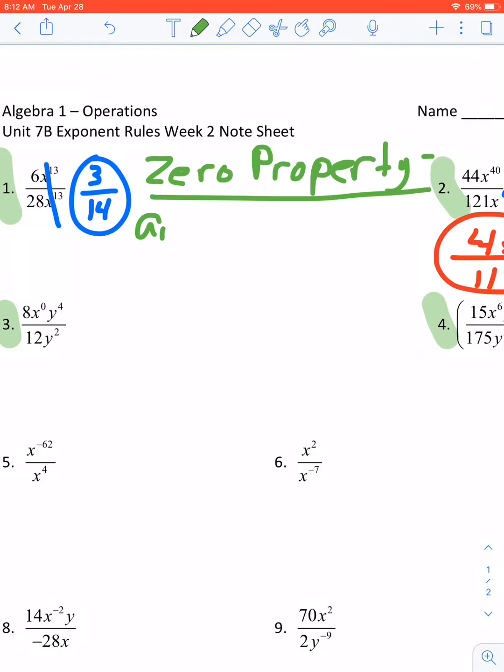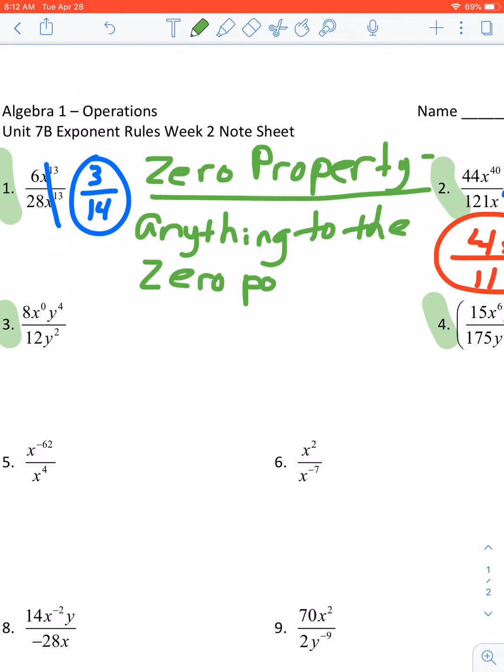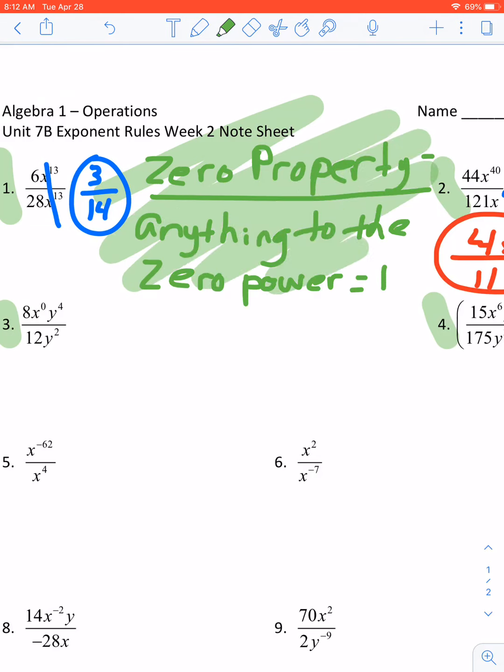So anything to the 0 power equals 1. I didn't spell 0 right, let's go back and change that. Anything to the 0 power equals 1. It's really important to know for 3 and 4, and that corresponds to number 3 on your homework.